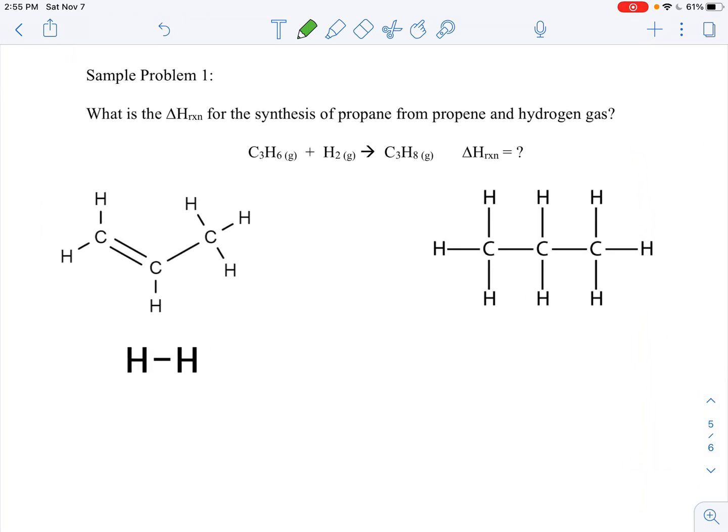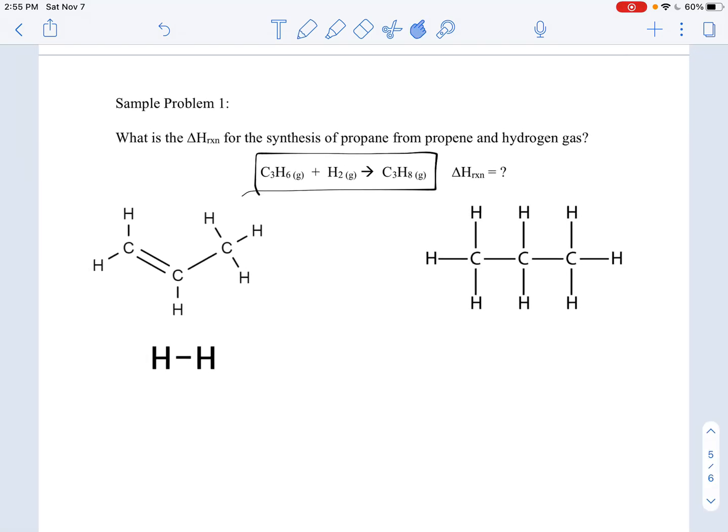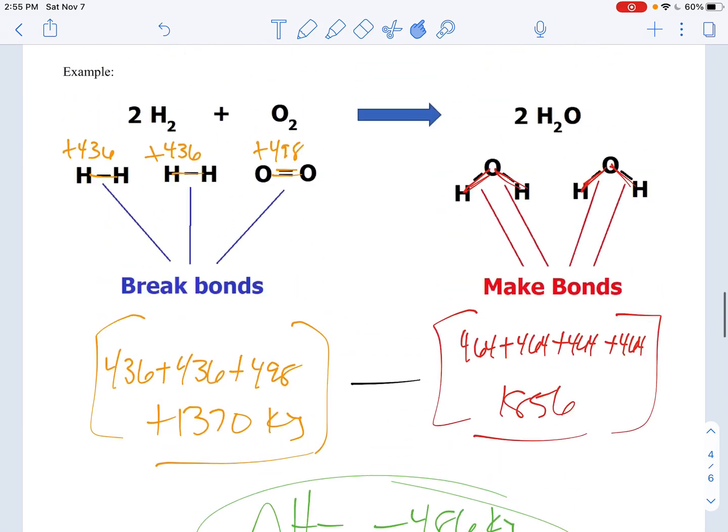All right, here's some sample problems. What is the delta H for the synthesis of propane from propene and hydrogen gas? So again, they give you this overall reaction here, but they're not necessarily giving you the Lewis dot structure, although in this case they are. So all you've got to do is add things up. It becomes kind of easy. It's just kind of tedious.